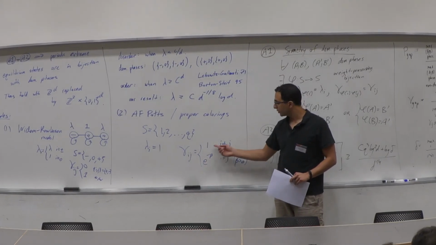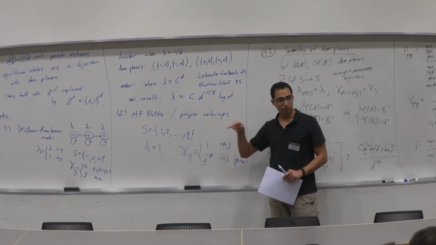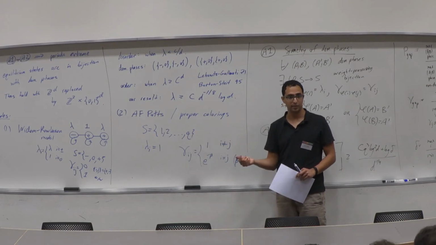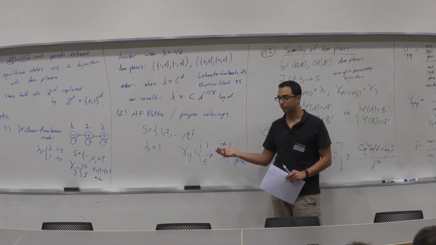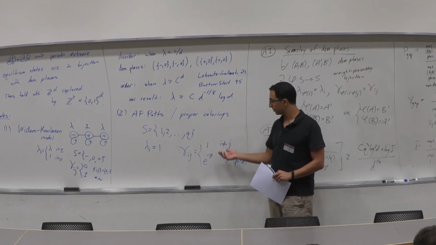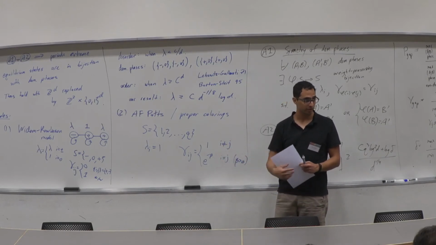And then the only restriction is that, if we think of these as colors, two neighboring sites on Z^d cannot have the same color. Besides that, all configurations have the same weight. So it just means that we're sampling uniformly a proper coloring.